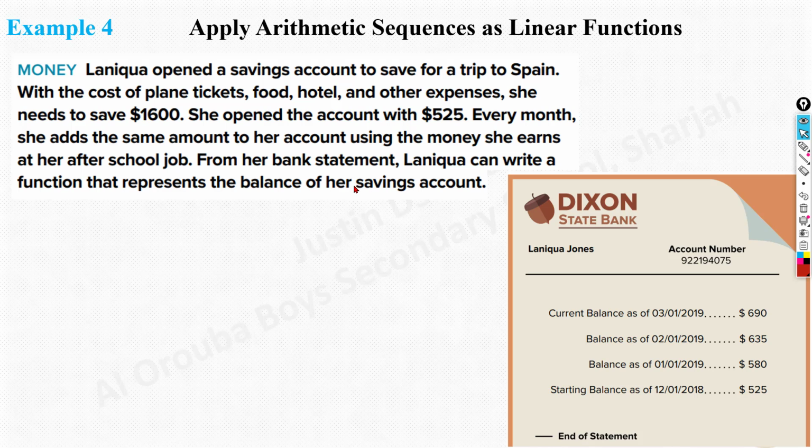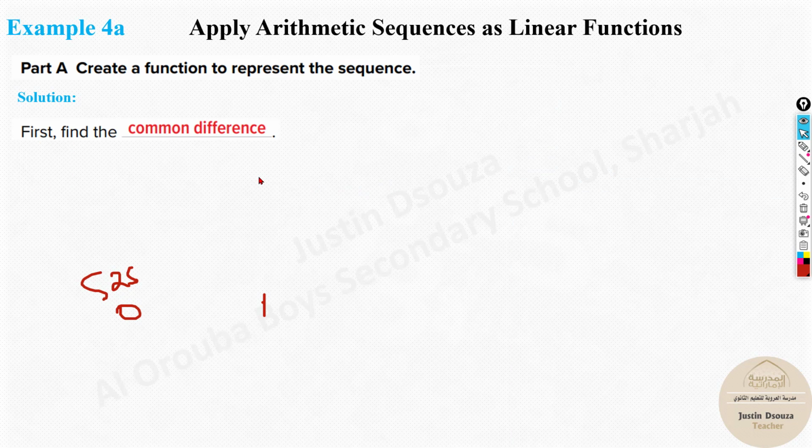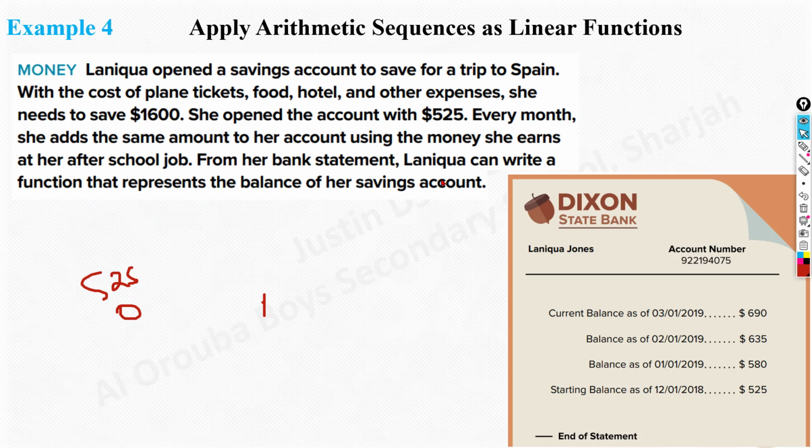Now see, she is saving 525 over here. They have told us she initially started with this, but from the first month onwards she started adding 525 more. So it's going to be the same amount added each month. Okay, over here it is given. This is the balance which is being added.